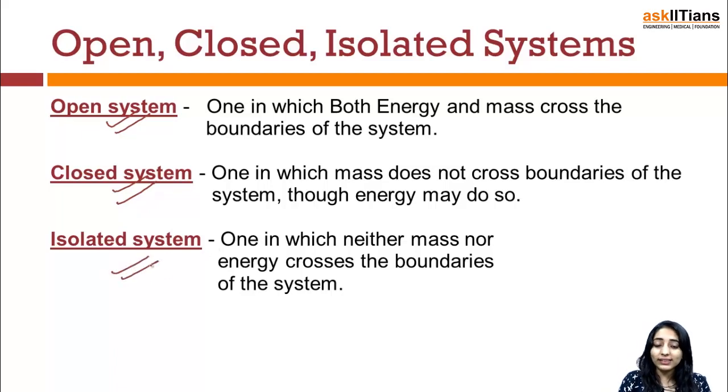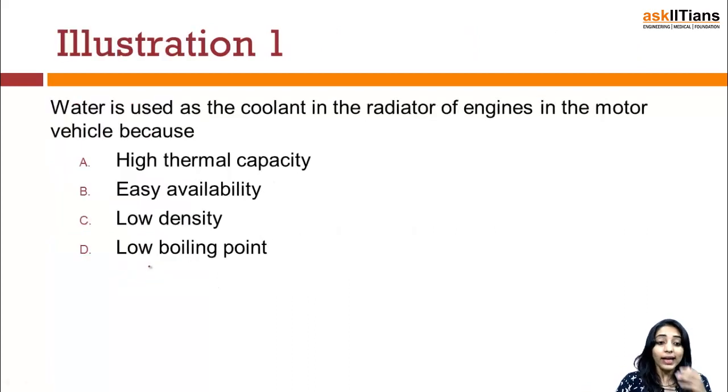Once we are done with this, it's time that we move on to some examples. Let's take an illustration. Since we have covered the concepts, now we'll go over some examples so that we can understand whatever we have learned. So we are going to apply what we have understood. The question says, water is used as a coolant in the radiators of engines in motor vehicles because. So what is basically said in the question is that if you have a motor vehicle, then in the motor vehicle there are the radiators and the engines.